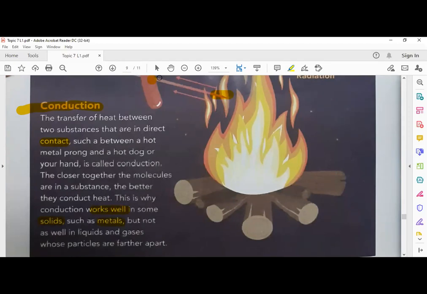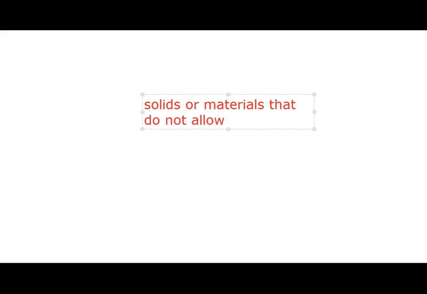By the way, I want you to know that some types of solids do not conduct heat. Who can tell me what we call these types? Insulators. Solids or materials that do not allow heat to pass through them. Okay, these types of materials are called insulators, like for example the oven mitt.